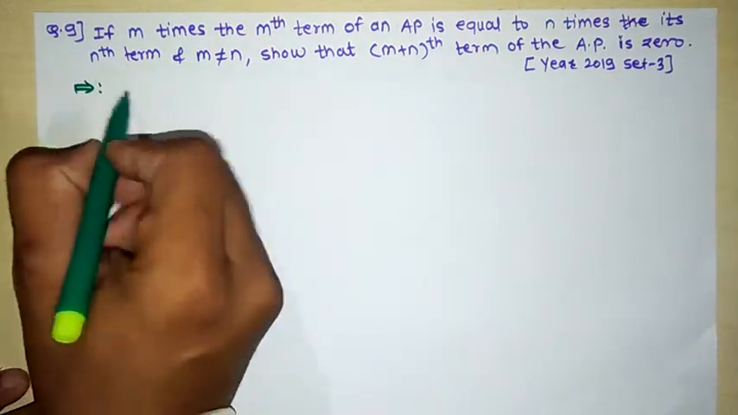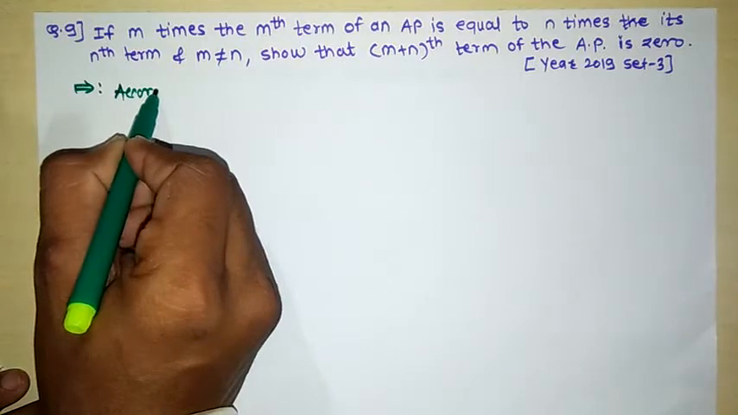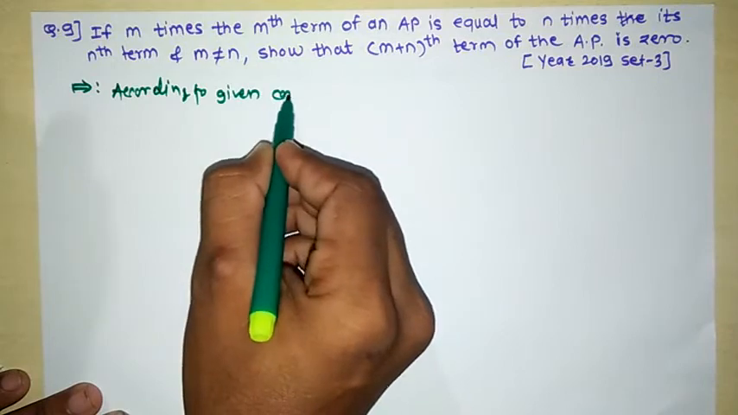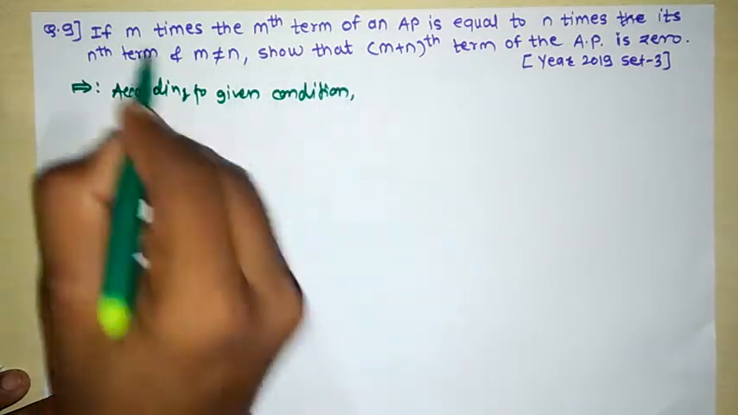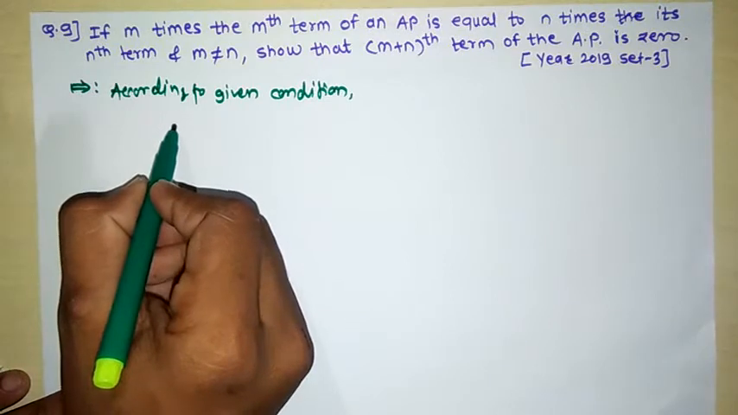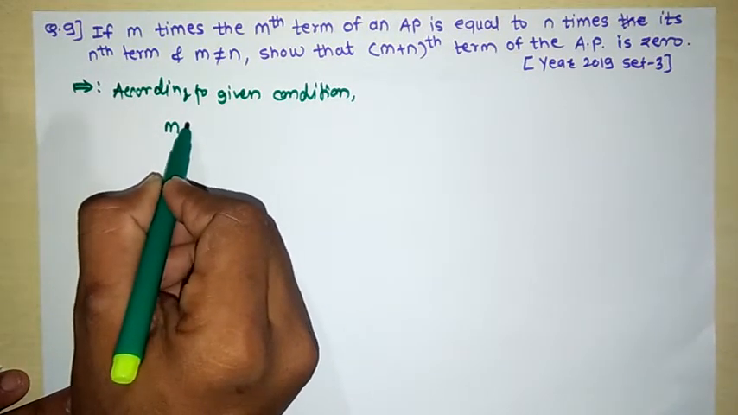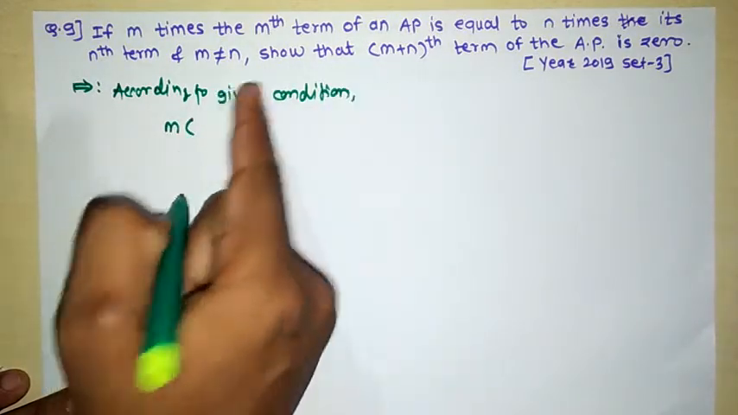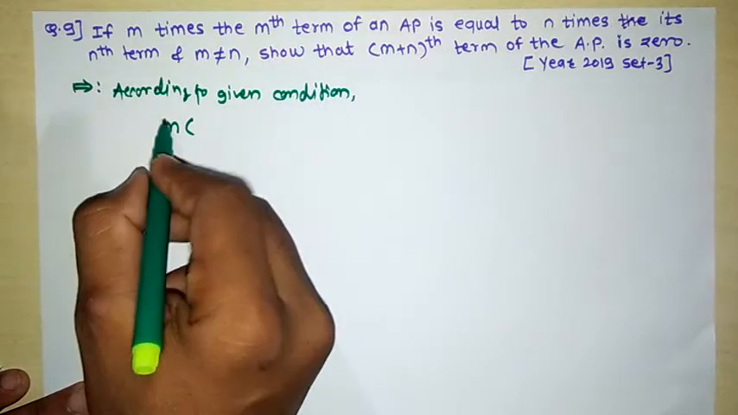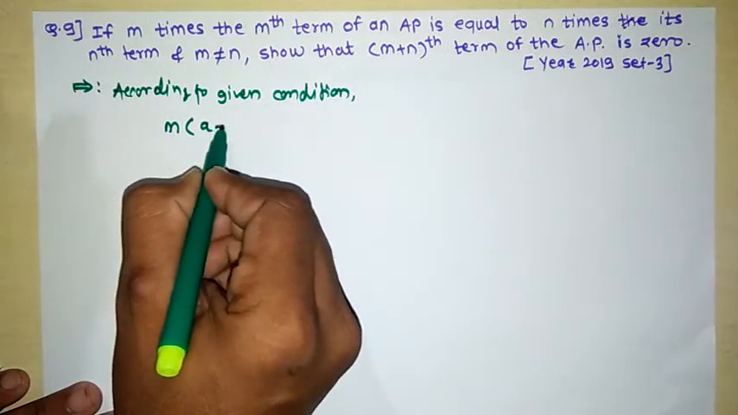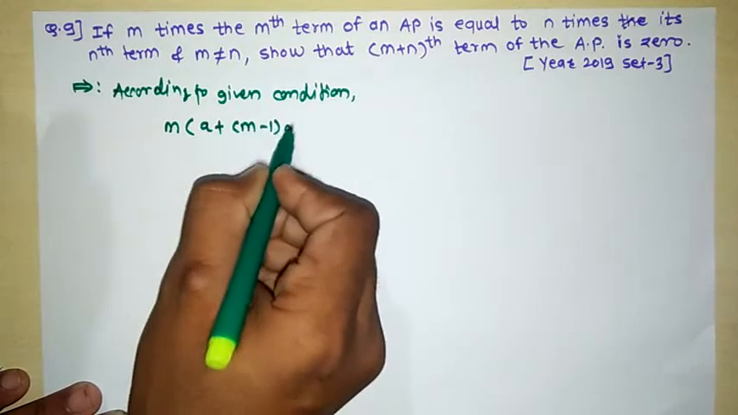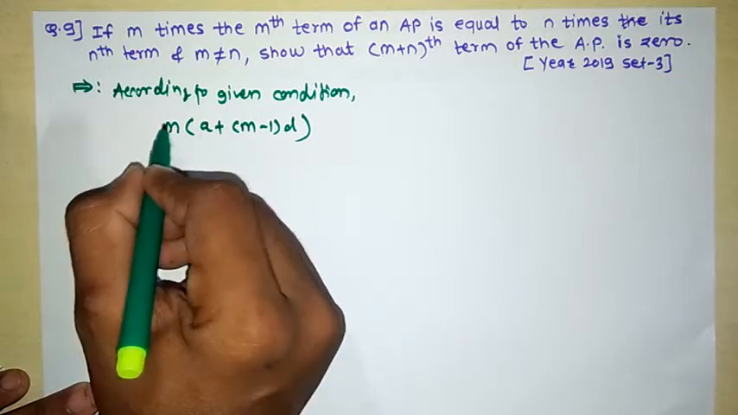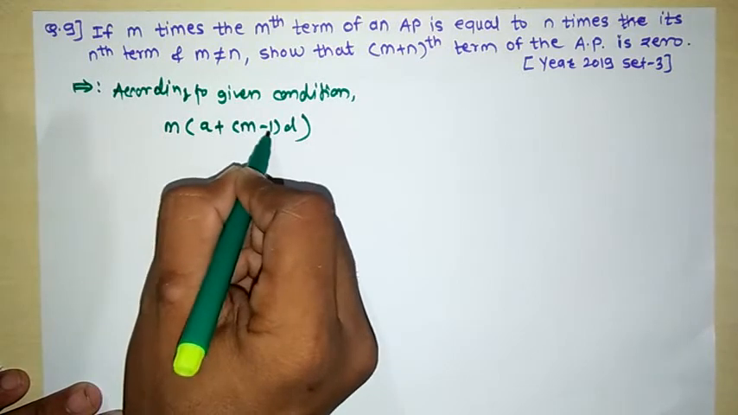According to the given condition, what is the condition here? If m times the mth term, we will write the formula for m times the mth term. What is the mth term here? Instead of the nth term, we have to write the formula for the mth term. The formula will be a plus m minus 1 into d. Instead of n, we have to write m because we are going to find the formula for the mth term.